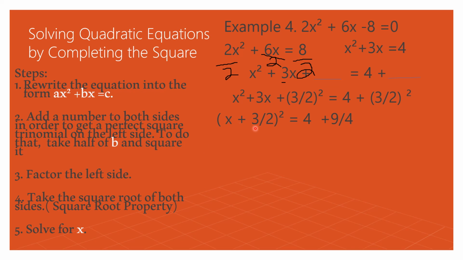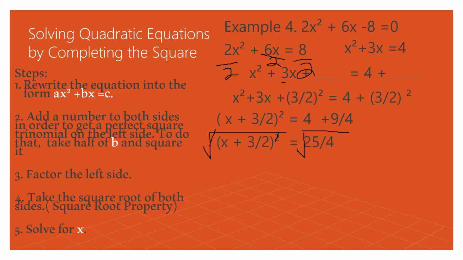X plus 3 halves quantity squared. On the other side, ito yung sisimplify natin. 9 over 4 siya because kailangan yung 3 squared, 3 times 3 din yon. Then yung 2 squared, 2 times 2, that's why 4. And we can simplify this. 4 times 4, that is 16, plus 9, 25 over 4. And that's the time that we are going to take the square root of both sides.